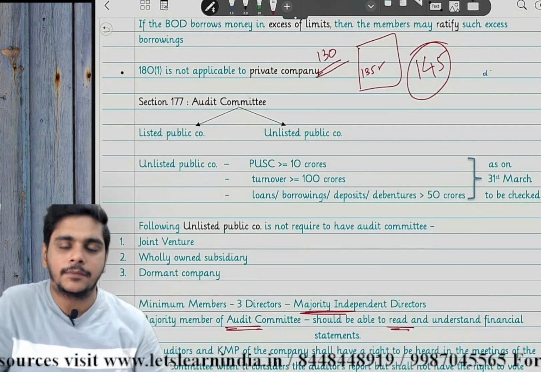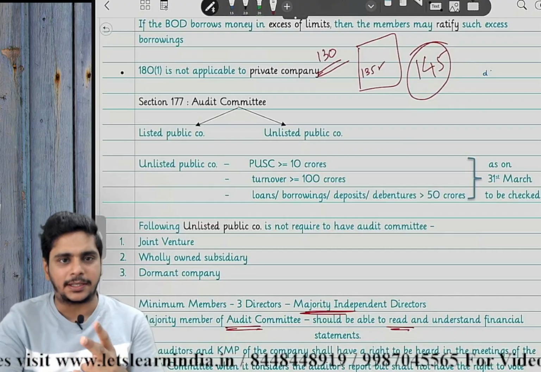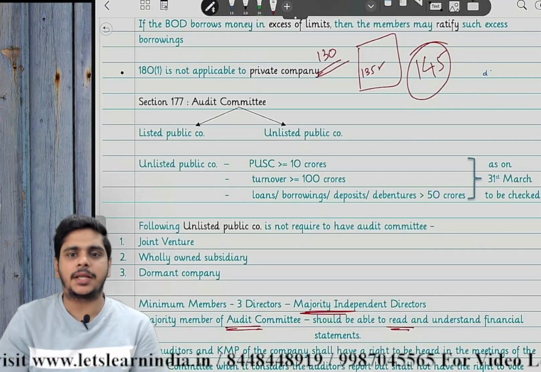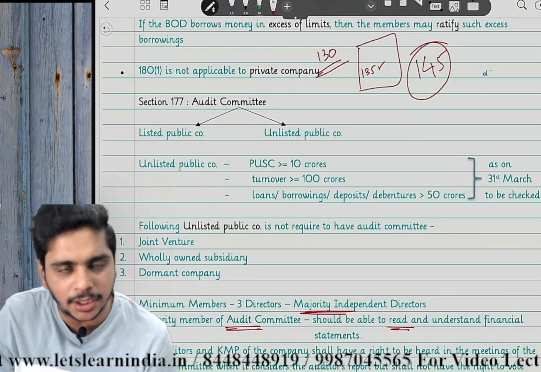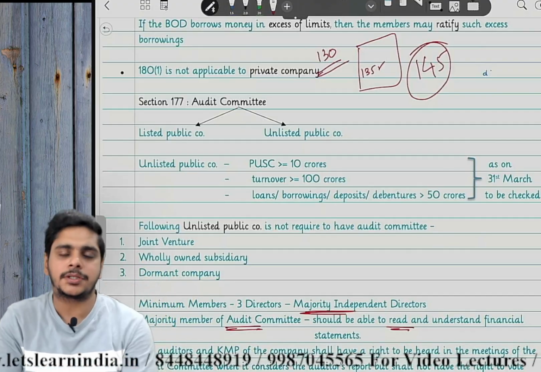Now, the next section is 177. So 177 and 178 are both linked. It is about the audit committee and NRC, the nomination and remuneration committee. 177 talks about the audit committee, 178 talks about the nomination and remuneration committee.